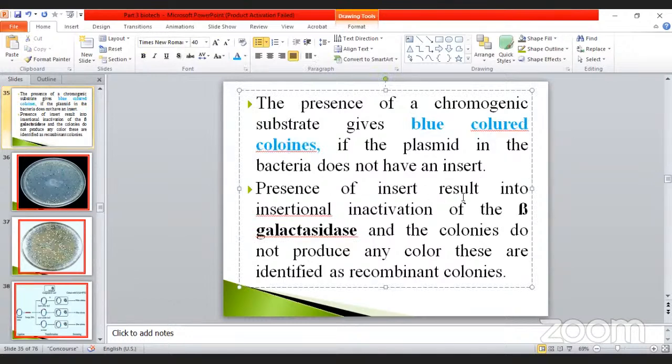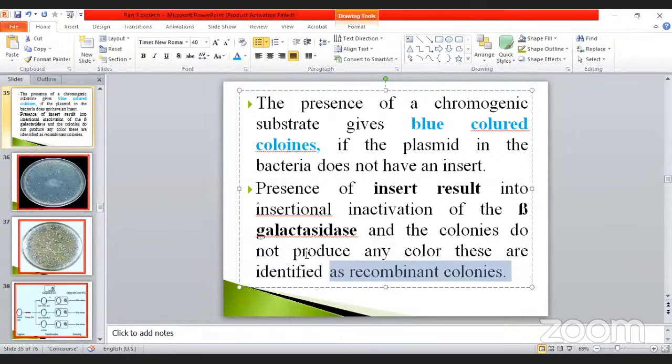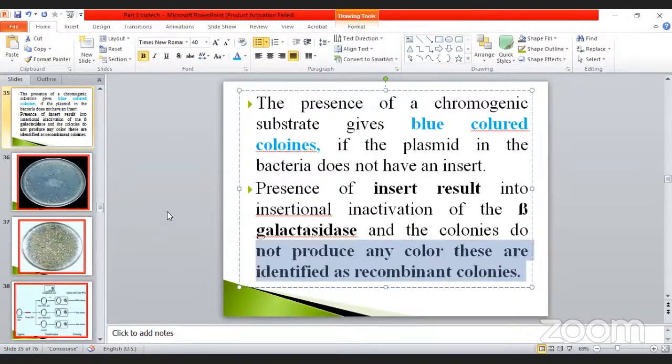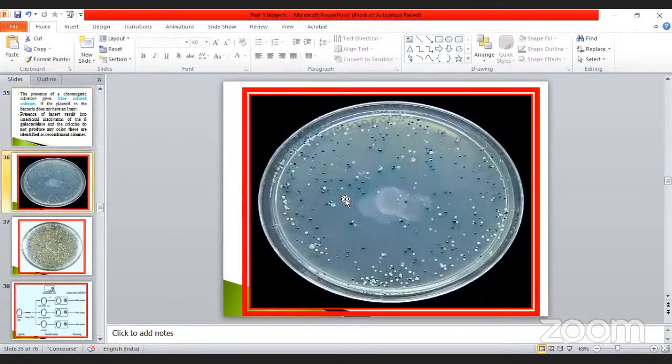The presence of an insert results in the inactivation of beta galactosidase, and the colony does not produce any color. These are identified as the recombinant colonies. Don't forget, this is very, very important. Two types of colonies occur within the culture medium. Here you can see two types of bacteria: one is blue color, another one is white color. It depends upon their chromogenic alternative selection.